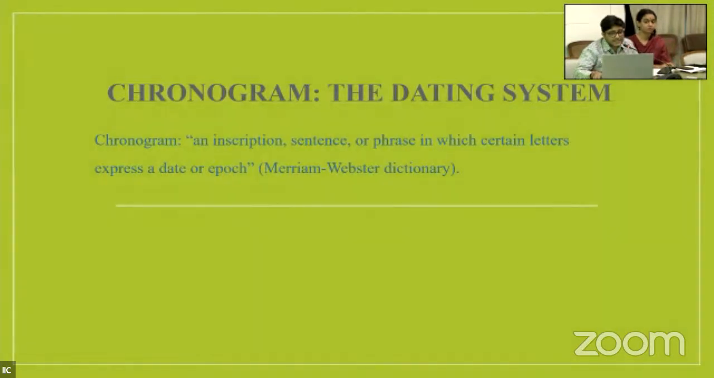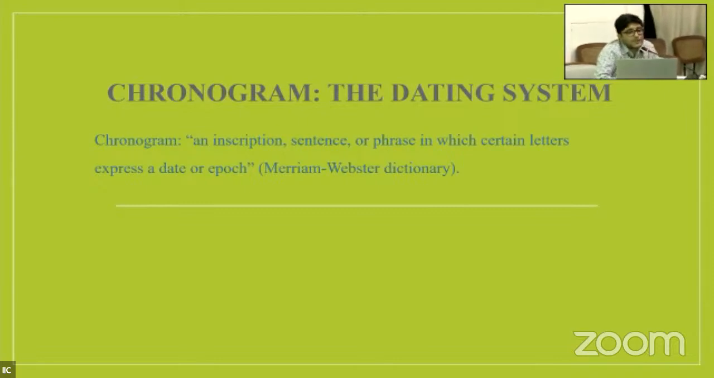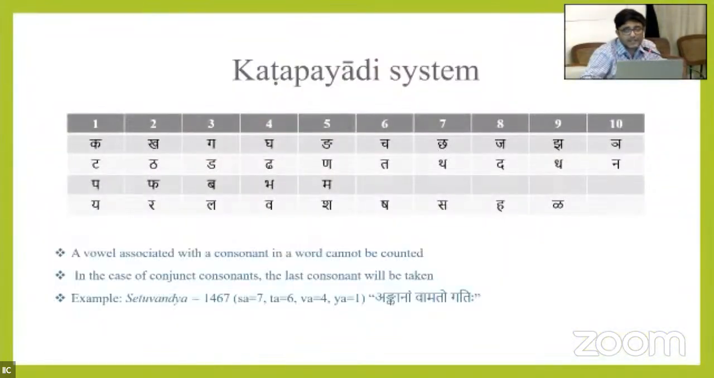Next one is chronogram. So chronogram is a dating system, we can say that. According to Webster Dictionary, they actually suggest that it is an inscription, sentence or phrase in which certain letters express a date or epoch. So here, it's a Katapayadi system. It's a typical South Indian dating system.